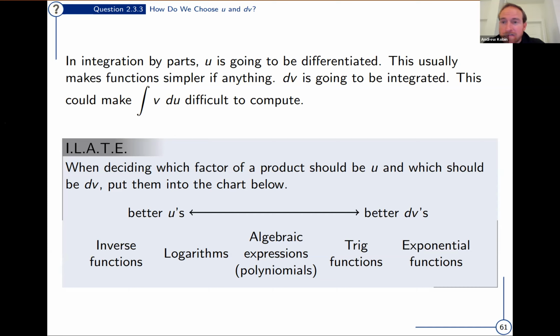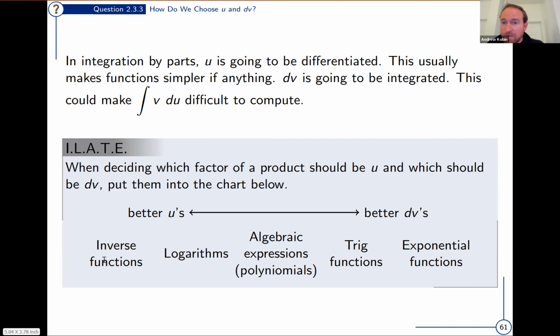And after centuries of carefully muddling over this problem, mathematicians came up with the following acronym, ILATE. I usually just remember it as LATE until I need the I, but ILATE is a mnemonic that will remind you what's the best choice of u versus the best choice of dv. So the acronym from left to right gives you good choices of u at the start and bad choices of u, or conversely, better choices for dv at the end. So I'll just read through ILATE and explain each one.